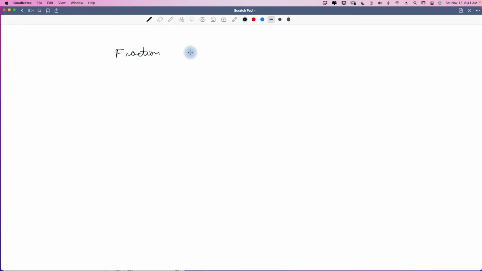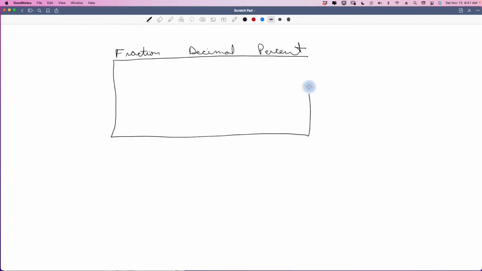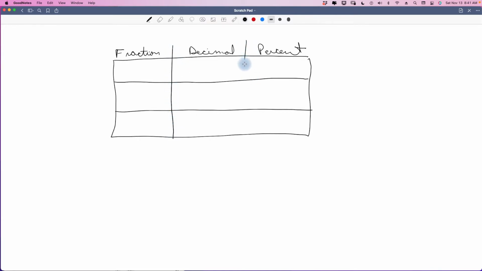right? Decimal, percent. And then they want us to draw some lines, just like this, like a little box, just like that. And then put a couple of lines in here. And they want us to fill this table in with information.